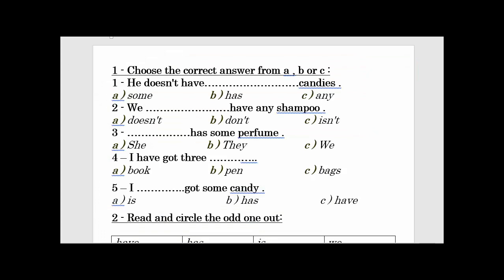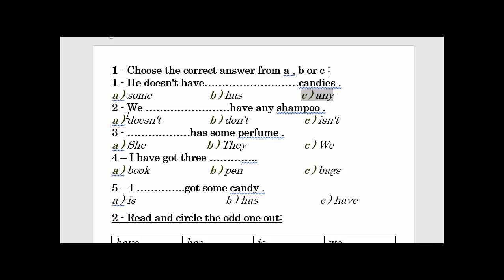Hello guys, let's do some exercise on Unit 7. Choose the correct answer from A, B, or C. The first one, he doesn't have space candies. Some or any? Doesn't have is a negative form of has, so we have to use something which we use in negative sentences, which is any. So the answer is he doesn't have any candies. As you know, we use any with negative sentences.